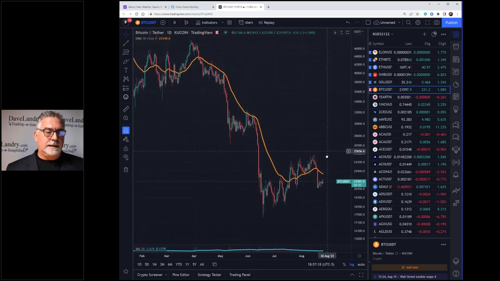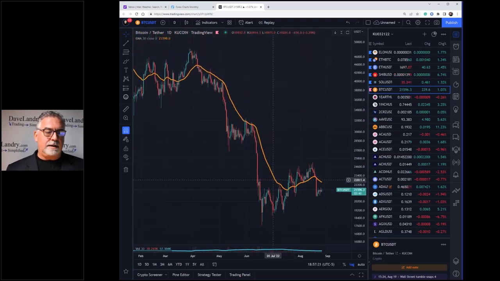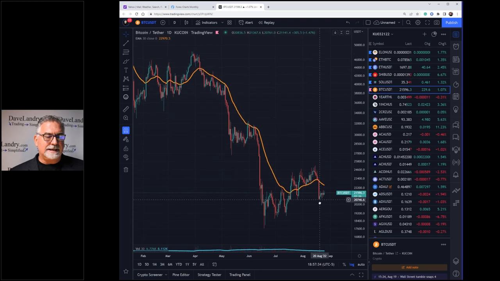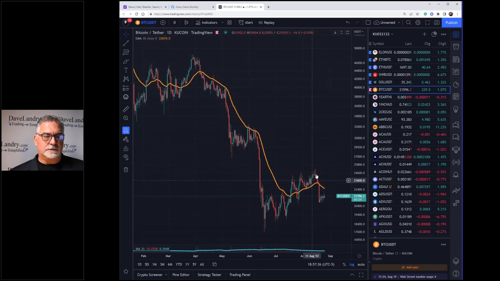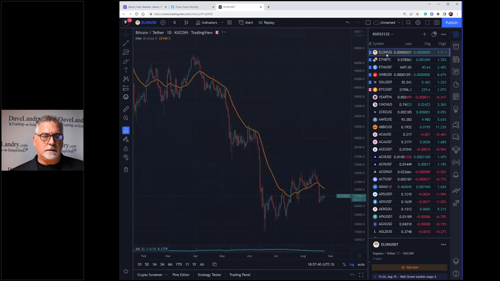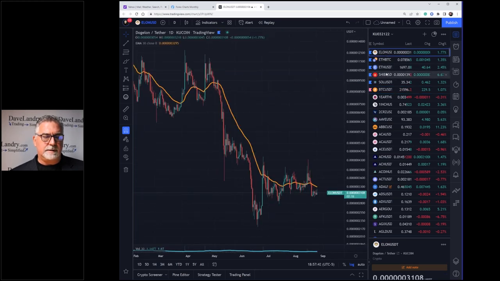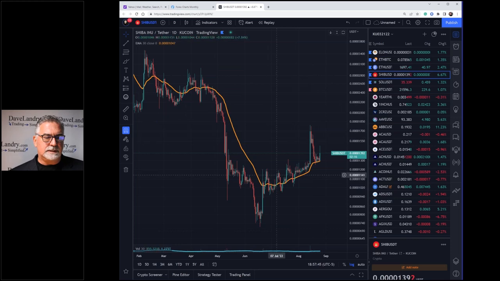So Bitcoin, I was encouraged about for a while because it kept trying to break away from that 30 EMA. But then it imploded the other day. Not that it matters, but does anybody know what happened that caused it to implode? It's looking a little bit more questionable now. The SHIB is the one that we were all excited about, right? The SHIB was starting to take off. It went and then came right back in. So that's a bit of a bummer.